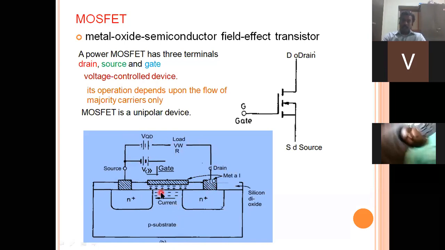So in the case of this MOSFET, you are going to have current conduction when the junctions are forward biased. For making the junctions forward biased, whenever the supply is connected, the positive is going to be connected here, isn't it? And the negative terminal is going to be connected here.